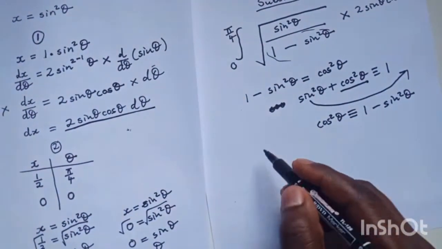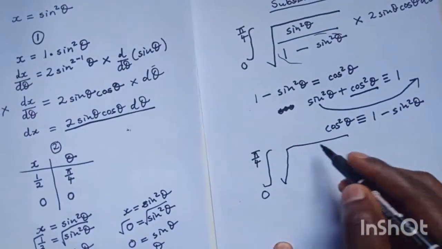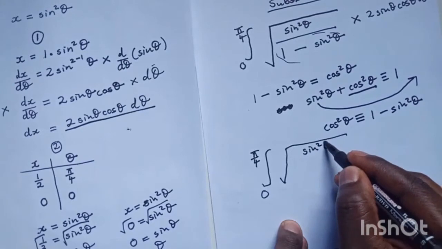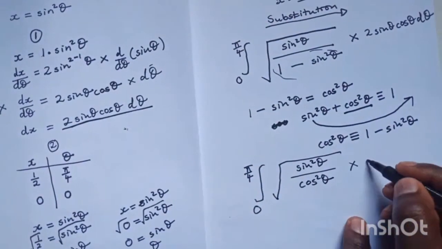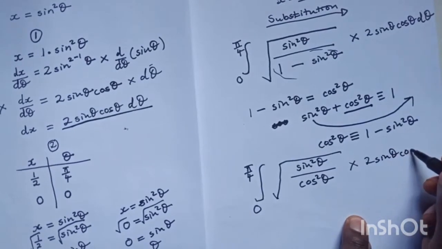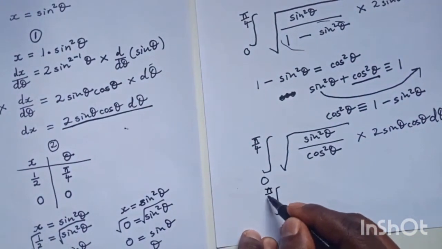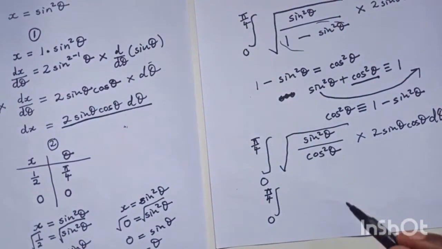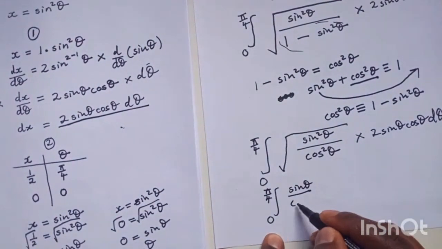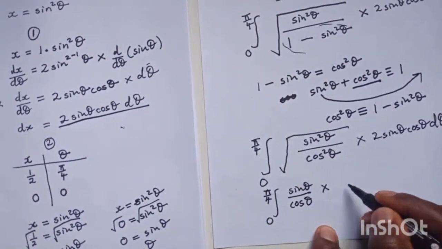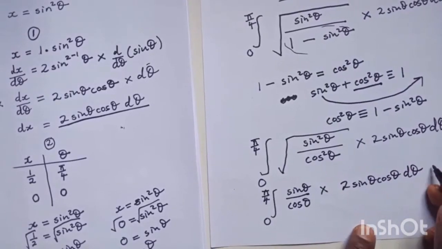So it is going to give me the integral from 0 to pi over 4. Then I create my root sign like this. We have sine squared theta over cos squared theta representing 1 minus sine squared theta, times the dx, which is 2 sine theta cos theta d theta. So we proceed. Pi over 4 is our upper limit and 0 is our lower limit. Square root of sine squared theta, you get sine theta. Square root of cos squared theta, you get cos theta. Then you have to multiply by 2 sine theta cos theta d theta. I hope you are following, class.